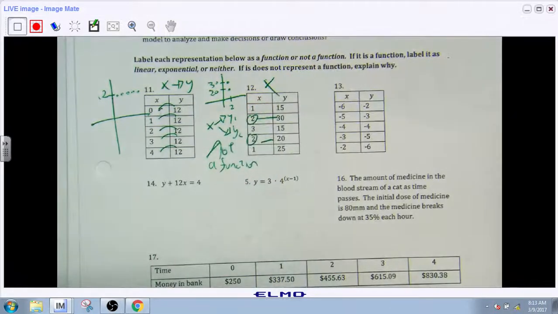Okay? And so that's what you're going to be looking at. You're going to be looking to see if we have an x going to 2 different y's. And if we do, we're going to end up with something that's not a function.